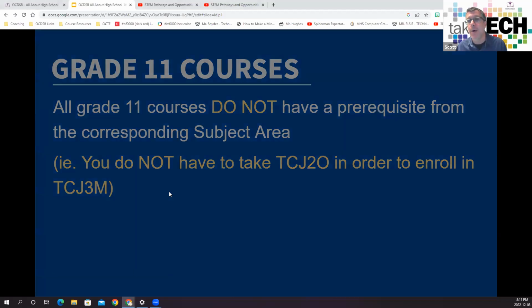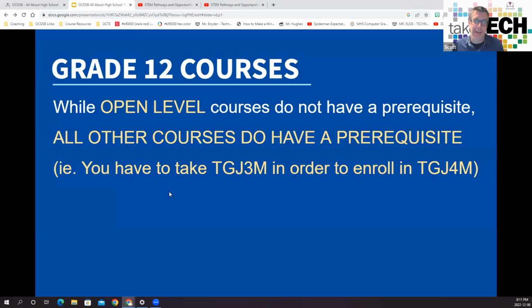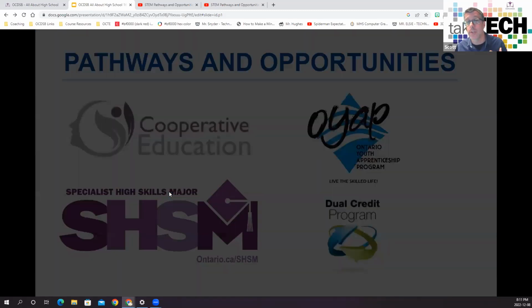Absolutely not a problem. However, in grade 12, that's where you have to have the prerequisite. So you have to have taken the grade 11 to take the grade 12 course. So it's really important that students plan ahead so that they don't get into grade 12 and then find out, well, I want to take this grade 12 level, but I never took the grade 11. So it's really important that you talk to your guidance counselors, student services to ensure that you're going along the right pathway.